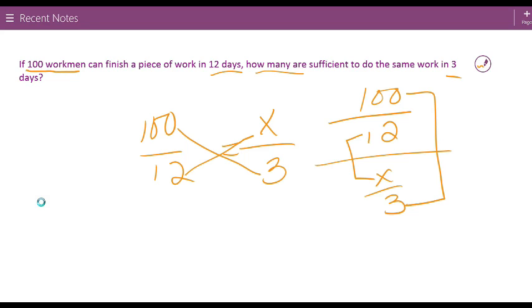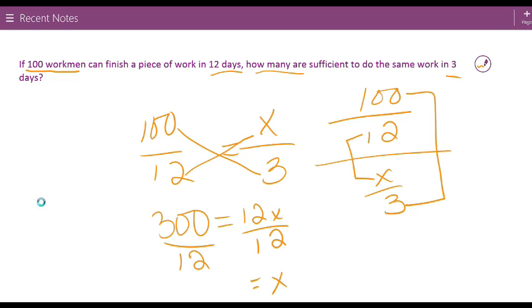So we have 100 times 3 is 300 equals 12 times x is 12x. Divide by 12, divide by 12, x equals then 300 divided by 12. So in this case, we multiplied our extremes, divided by one of the means, and found our other mean. Or again, you can always just use cross multiplication.